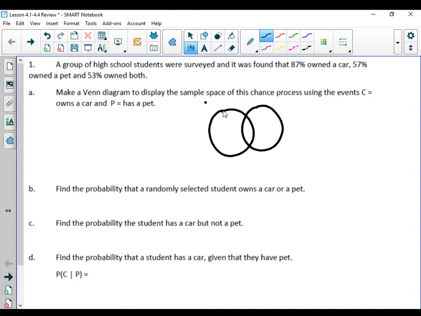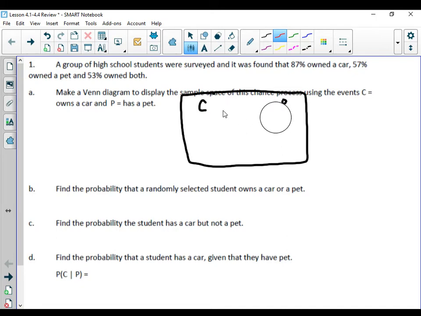We got the two situations with a car and a pet. We know that's going to fit inside our sample space, which I'm going to draw as a rectangle. I always start with what's overlapping, or the intersection. In this case, they said 53% own both. So you can write that as a decimal or as a percentage, and it's going to go in here either way. I didn't leave myself much space there, so let me redo my circles so they're a little bit bigger.